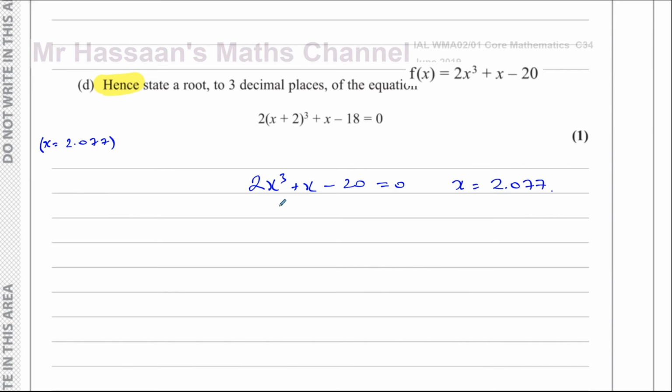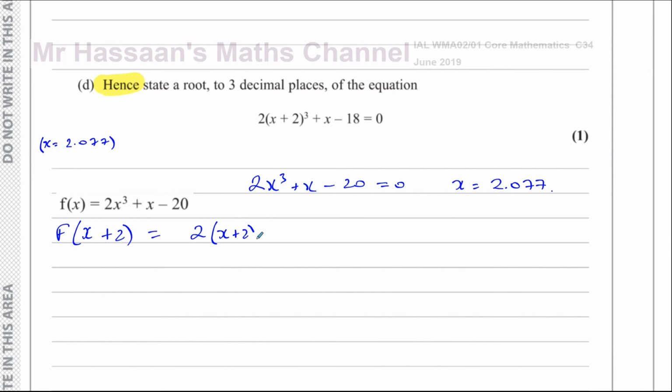Now, what seems to have happened here is that the f of x has now become f of x plus 2. If you take f of x, which is this, and replace the x with x plus 2, you'll have 2 times x plus 2 cubed, plus x plus 2, and then minus 20, which simplifies to exactly the same thing as we've got here, which is 2 times x plus 2 cubed, plus x plus 2 minus 20, which is x minus 18.